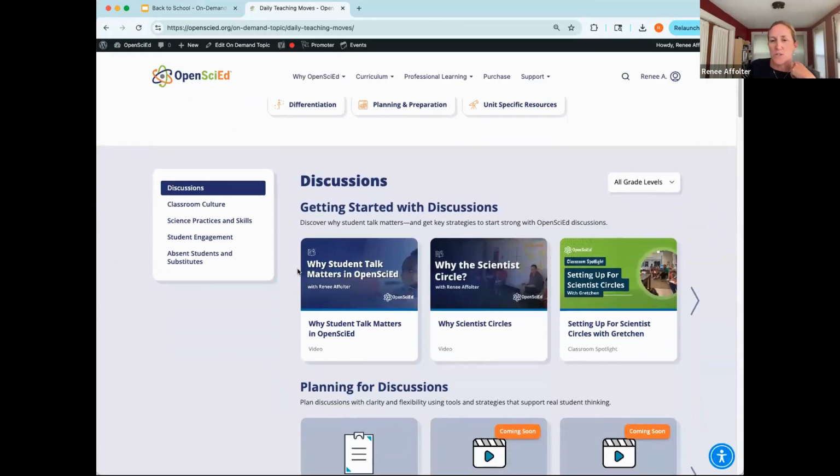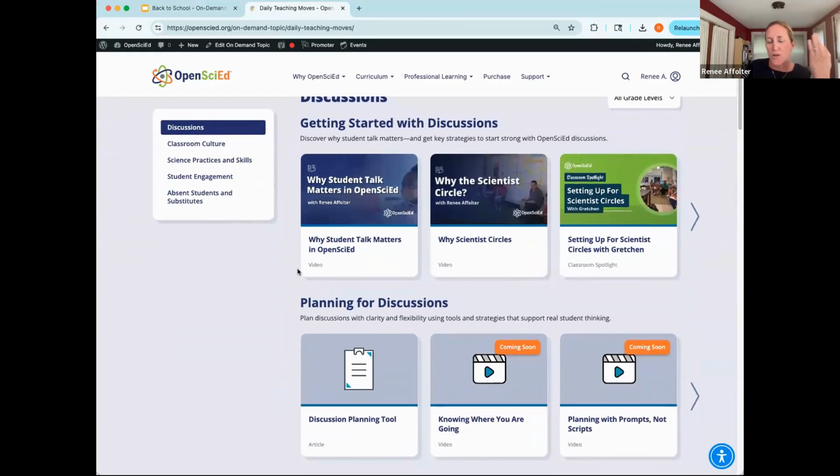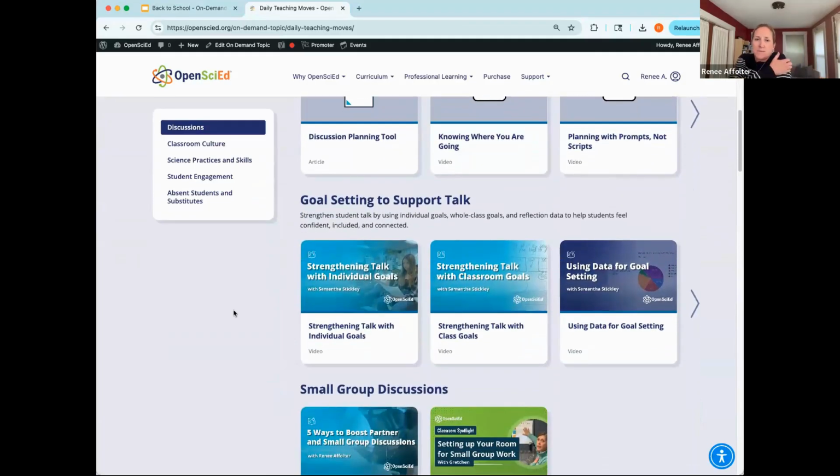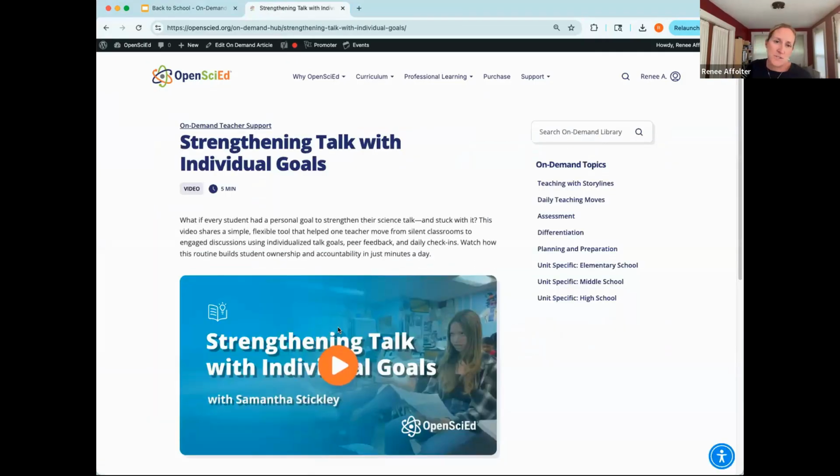This teacher was talking about how they've been teaching it and they're struggling with getting kids talking. So we worked with a teacher, Sam Stickley, who came up with a strategy to help her students set goals for talk because she was struggling with the same thing. So let's go check that one out. This one's called Strengthening Talk with Individual Goals. And we're going to hear how she uses this strategy.